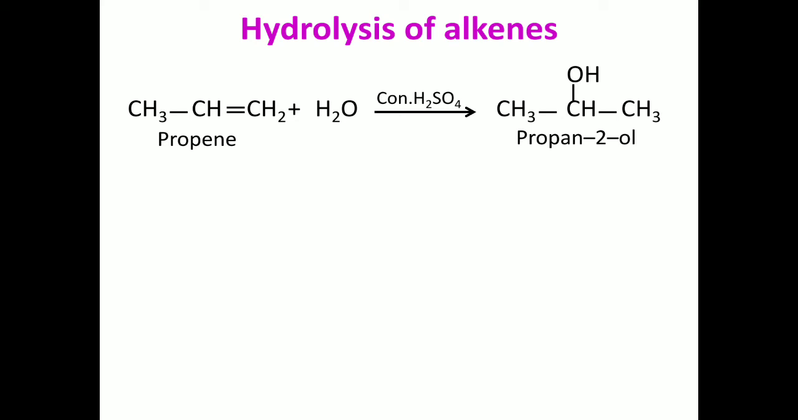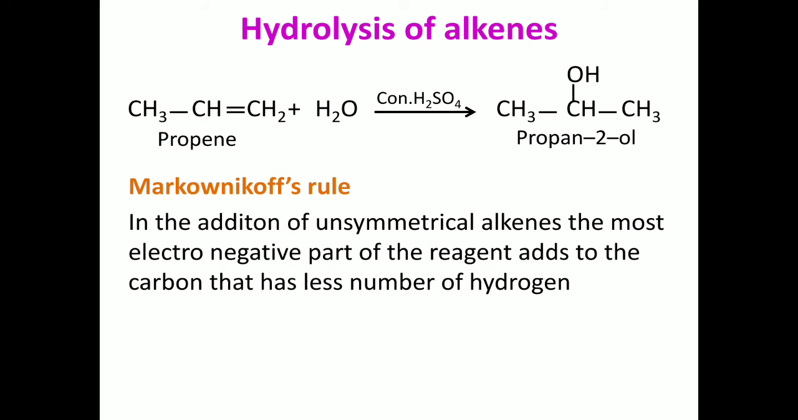So what is Markovnikov's rule? In the addition of unsymmetrical alkene, the most electronegative part of the reagent adds to the carbon that has less number of hydrogen. Once again I repeat, in the addition of unsymmetrical alkene, the most electronegative part of the reagent adds to the carbon that has less number of hydrogen. So this is the Markovnikov rule.